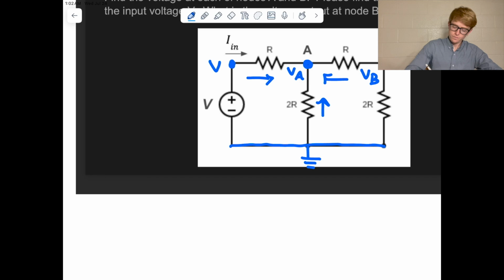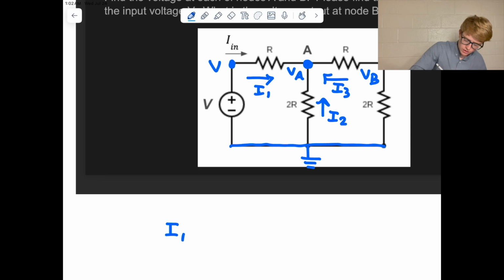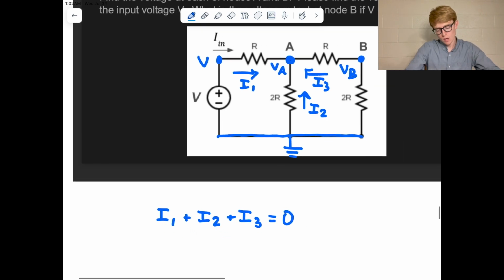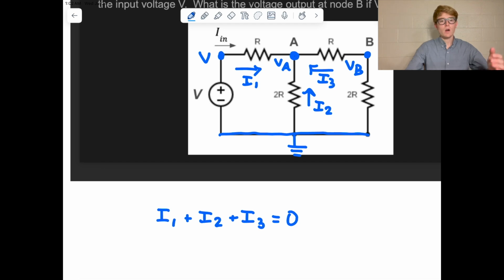And so in this case, what we'll do is we'll say, okay, we'll call this I1, this I2, and this I3. So we'll say that I1 plus I2 plus I3 is equal to 0. Now, why is that true? Well, we've assumed that all of these currents are coming into node A, when in fact some of them are coming in and some of the currents will be going out.